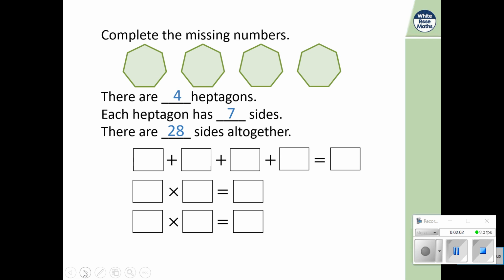We'll have a look at that as a number sentence. So we've got 7 add 7 add 7 add 7, which is 28. We can make our life easier though, because 4 7s are 28. Using the law of commutativity, 7 times 4 is also 28.